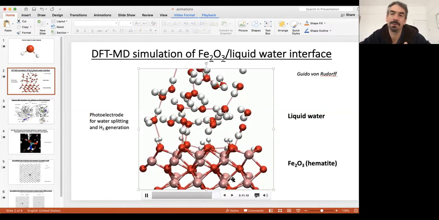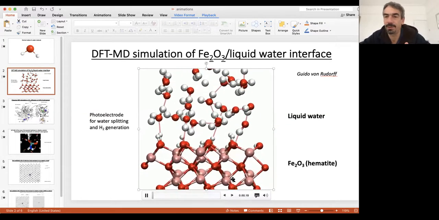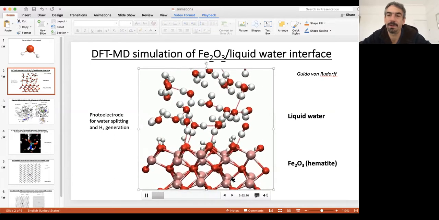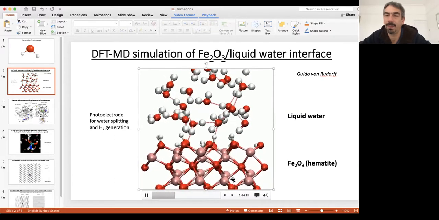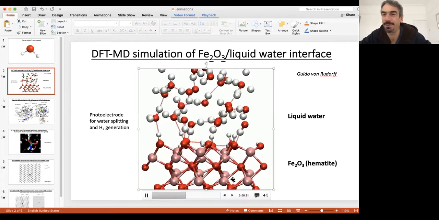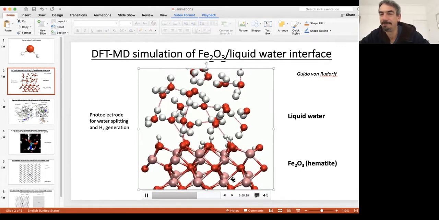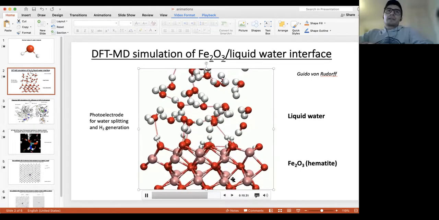So you have to use hybrid functionals, and I'm pretty sure that you have heard about hybrid. I assume you have heard about hybrid density functionals, right? Have you? I guess. Yeah.